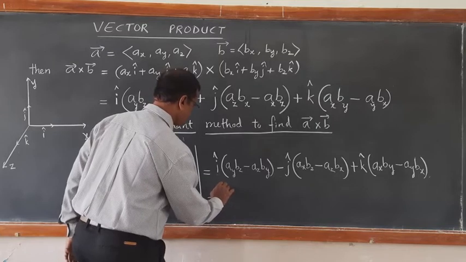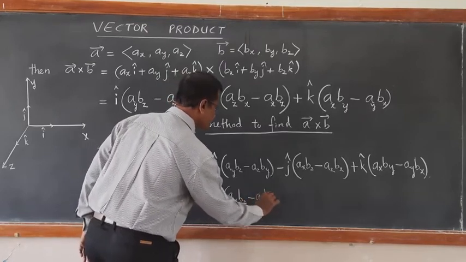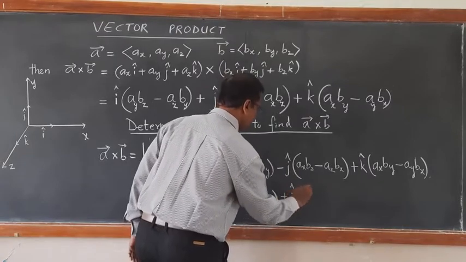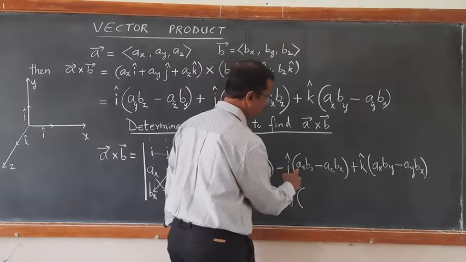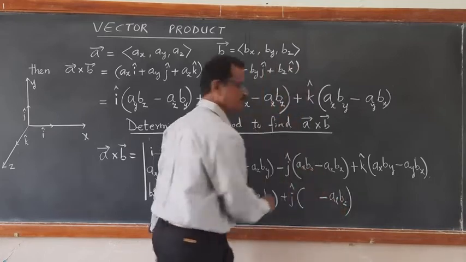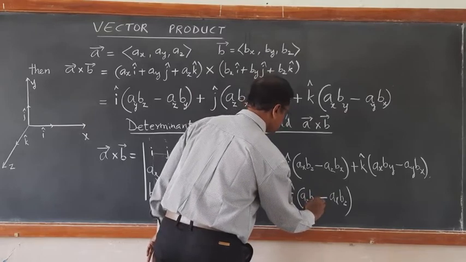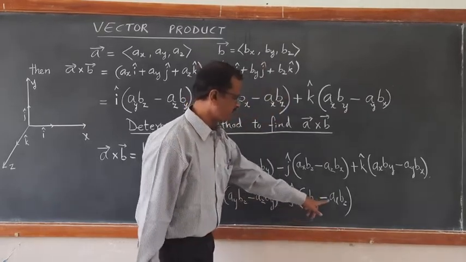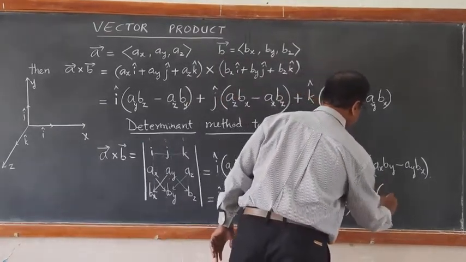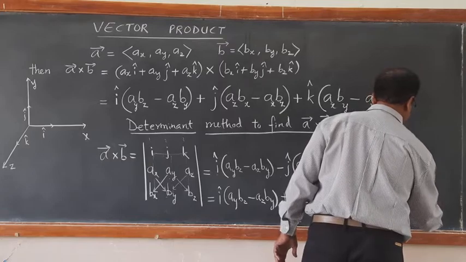I cap, AY, BZ minus AZ, BY as it is. Take this minus outside. Then it becomes plus J cap. This becomes negative, minus AX, BZ. And this becomes positive because you have taken the minus sign outside. So it becomes AZ, BX. Positive AZ, BX. Negative AX, BZ. Plus remaining K as it is. K into AX, BY minus AY, BX.